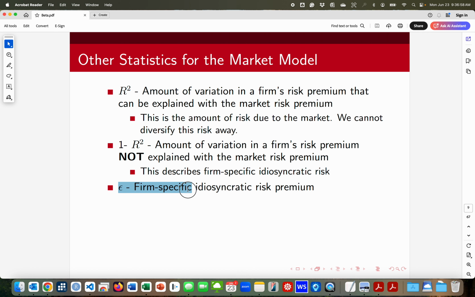But then epsilon is just randomness. So there's always going to be some randomness in the risk premium for a particular stock, and that's going to capture that. So those are all the determinants of the firm risk premium that are not in addition to the market. So once you've held constant the market risk premium, those other factors that are explaining the variation in the firm's risk premium, that's what's captured by epsilon. It's all of those other determinants.